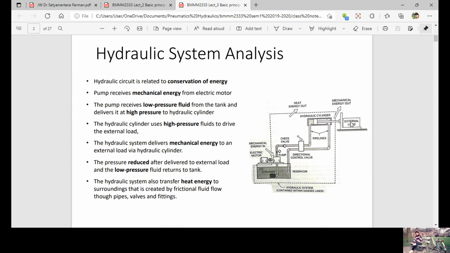So the hydraulic system also transfers heat energy to the surroundings, that is created by frictional fluid flow through pipes, valves, and fittings.